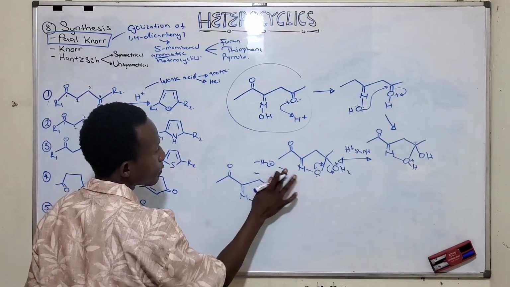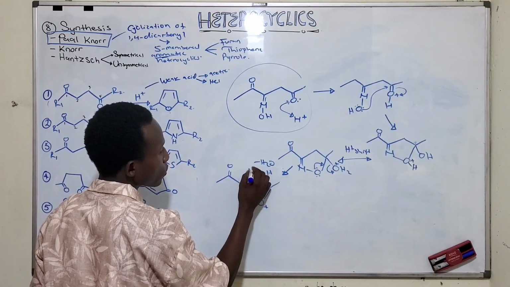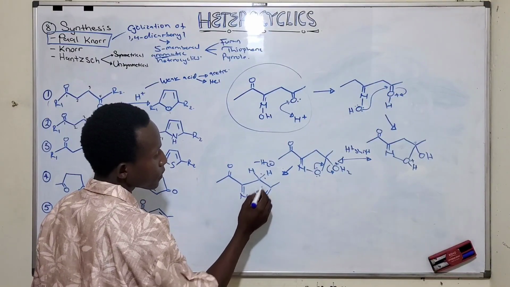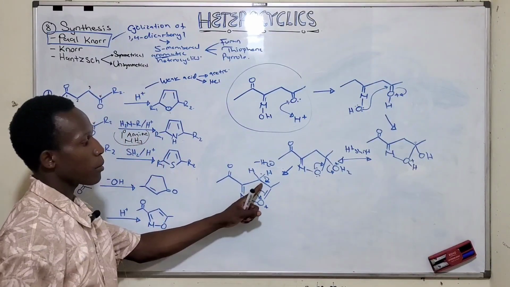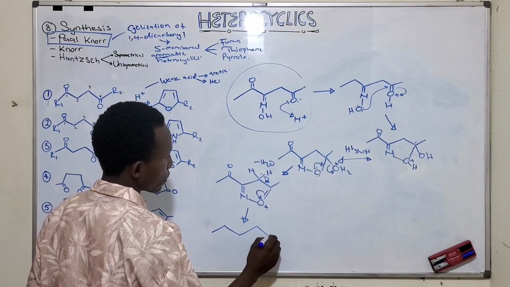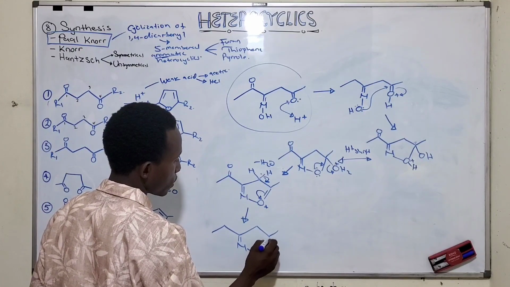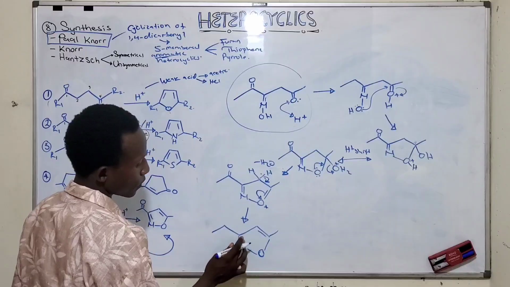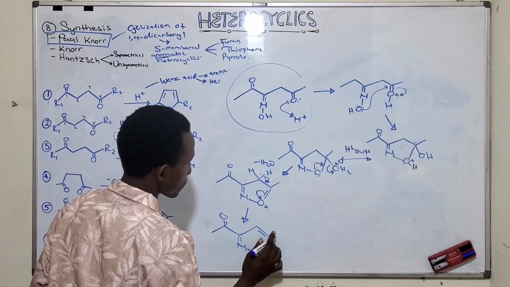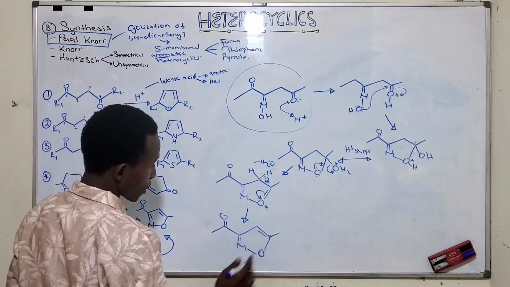Now here, remember, this carbon is saturated. We are having 2 hydrogen ions. As this oxygen regains stability, one of the hydrogens is lost from a bond here. So we have this N or this oxygen, and we have formed a bond here. So with O, that's it. So that is our isoxazole.